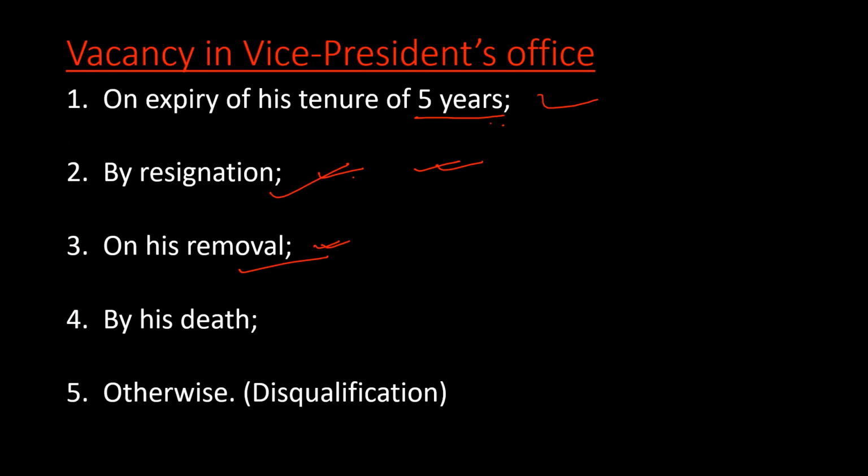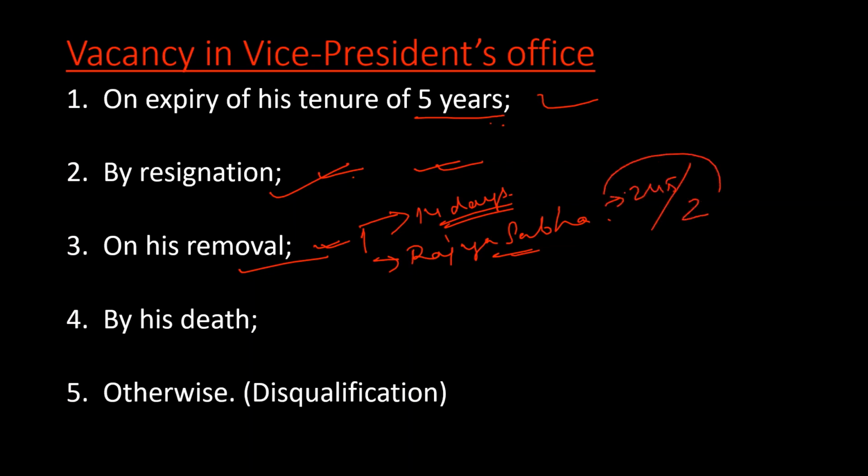So for removal, there also we have read there are two conditions: at least 14 days before, he should get the notice of the removal, and secondly, he can be removed by the Rajya Sabha by absolute majority. Total members of Rajya Sabha is 245. So at least half of these members should vote for the notice of removal, then only he can be removed from his position. Next is by his death, definitely.